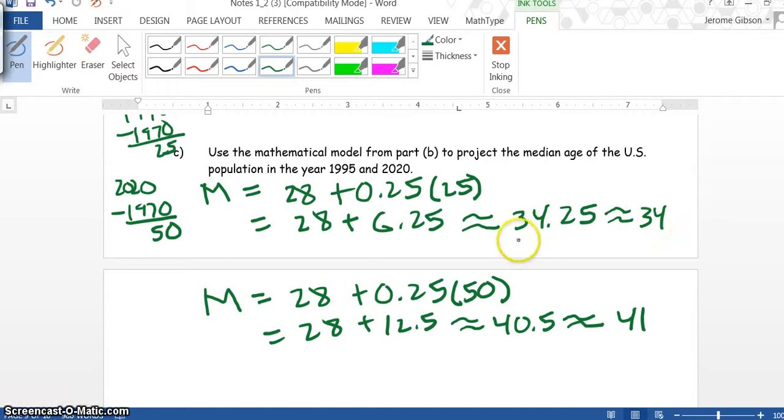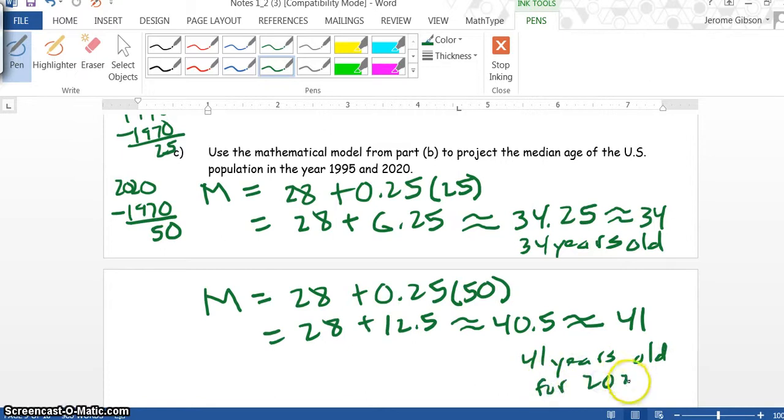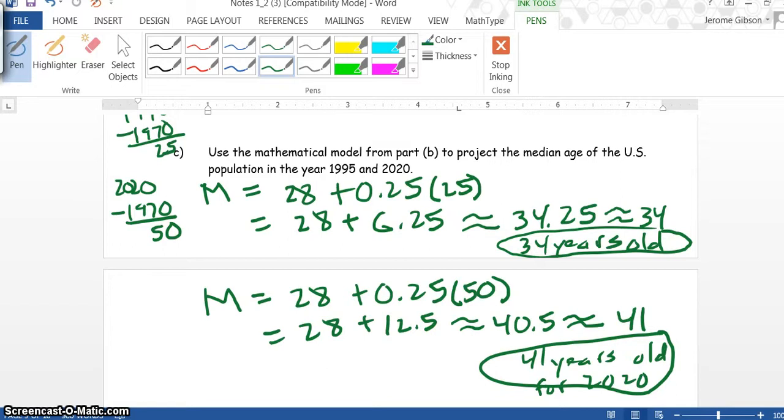So it'll be 34 years old for 1995, and it'll be approximately 41 years old for 2020. And that is it.